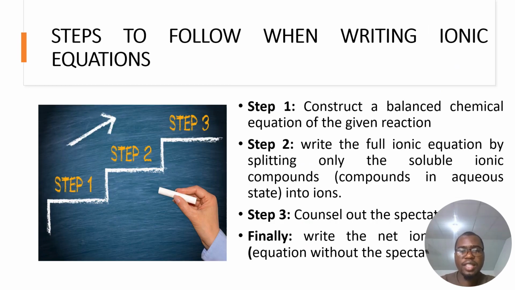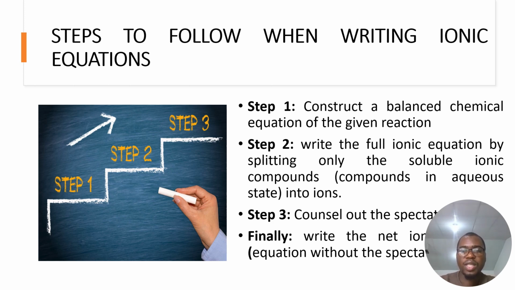Now that we understand this, let's look at the steps that you are needed to follow in order to write the actual net ionic equations. So we have about 3 steps. Step 1, that is to construct a balanced chemical equation. So usually they will give you an equation. What you just need to do is to inspect.